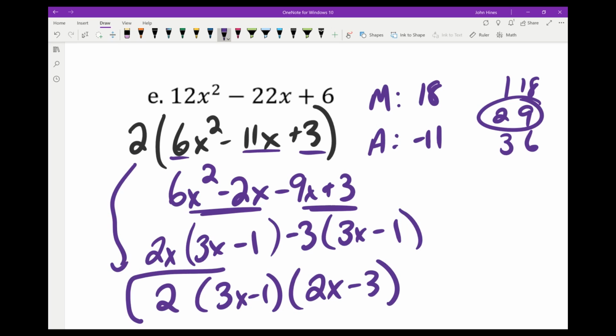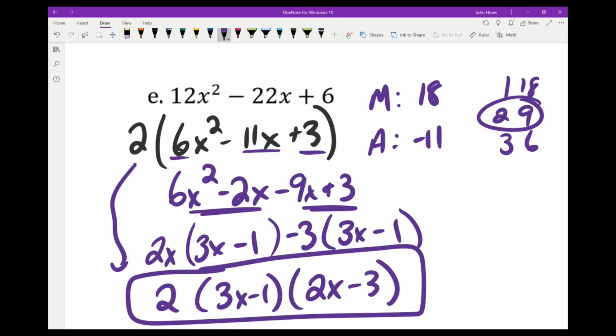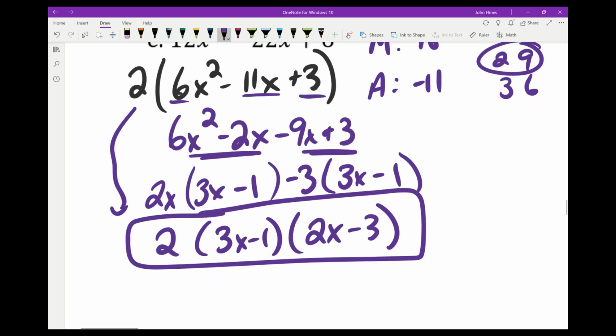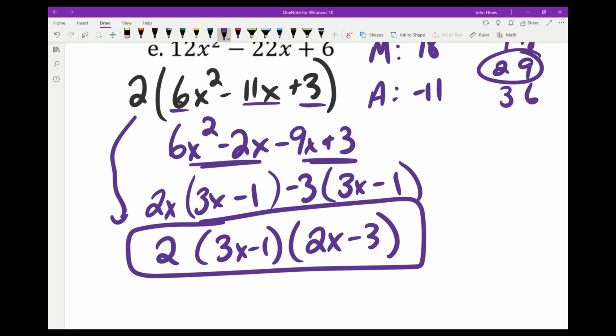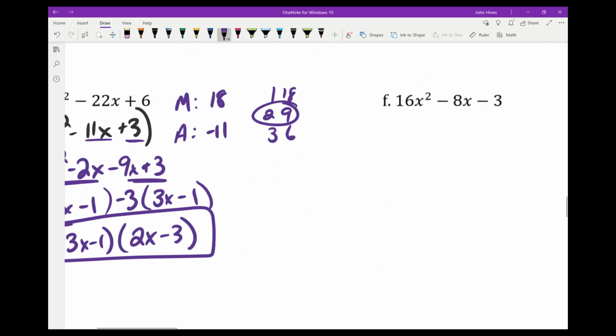Don't lose them. I had a GCF of 2. You didn't have to take out that GCF of 2 from the start. It would have ended up in one of your factors, but then it wouldn't have been factored completely. So make sure you're taking out that GCF right from the start to make your life easier.